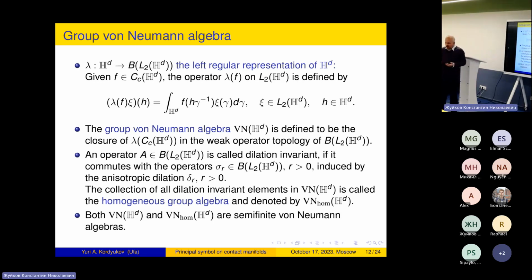But we also have dilations. And we should also consider operators which are dilation invariant, with respect to these dilations. The corresponding collection of dilation invariant elements will also be a von Neumann algebra, which is called the homogeneous group von Neumann algebra, and both algebras are semi-finite von Neumann algebras.